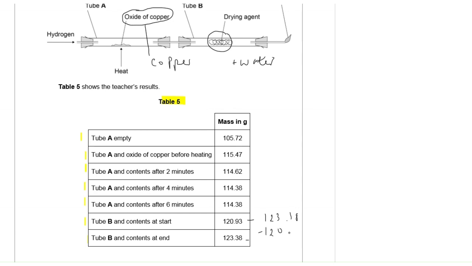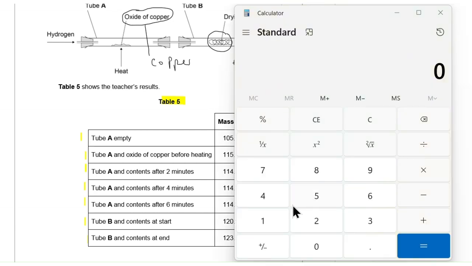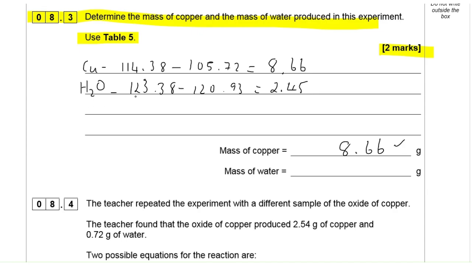123.38, take away 120.93. So here comes the calculator. 123.38, take away 120.93, and that gives us 2.45. So if we go to the answer grid, the sum's already written out there, and the answer is 2.45. So 1 mark for the mass of copper, 1 mark for the mass of water.